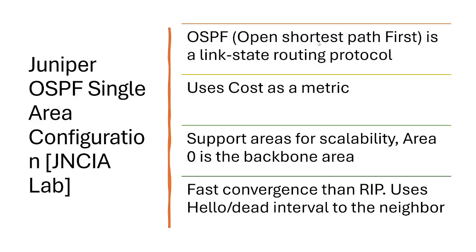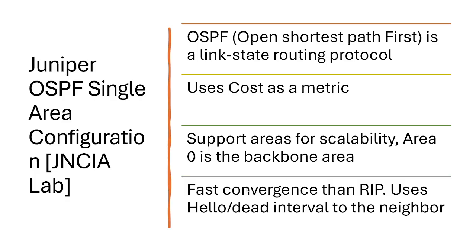OSPF stands for Open Shortest Path First. It is a link state routing protocol, and it uses the link bandwidth and converts it into cost, which is used as the metric in the OSPF routing calculation. OSPF supports different areas for scalability, and area 0 is the backbone area. If you want to send traffic between different areas, it has to flow through area 0. Even though those areas are directly connected, the traffic will not pass between the different areas unless they are connected through area 0.